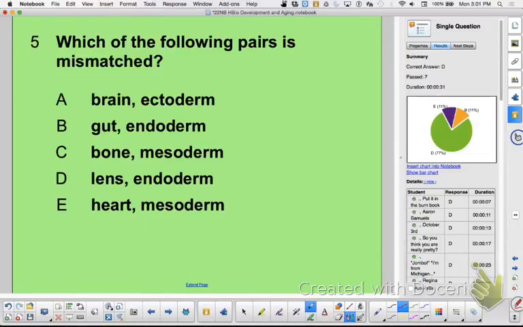Okay, so D, the lens comes from the what? Ectoderm, which we just reviewed. The heart does come from the mesoderm because it doesn't fall underneath the skin, nervous system, lens of the eye, ectoderm, and it doesn't fall underneath the digestive or respiratory system that you would get from the endoderm. So heart does come from the mesoderm, and the gut does come from the endoderm. Remember, the gut tube is coming from that innermost layer.